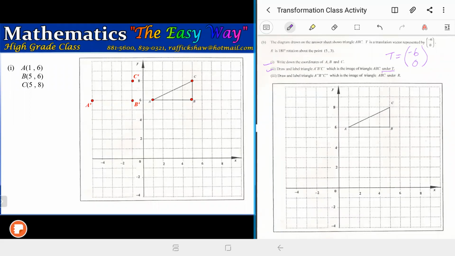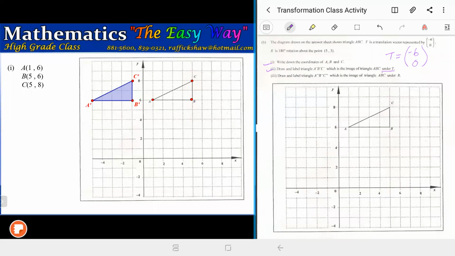Now that you have the 3 points in place, then you draw the triangle. Join the points now and draw the triangle to make sure it's right. That's a translation, negative 6, 0. 6 units to the left. Good. The next part, that's part 2.